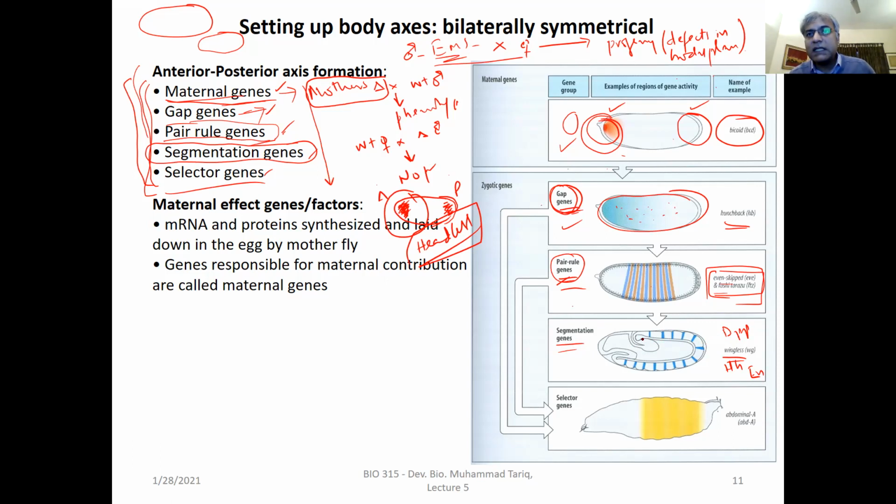And eventually we see selector genes activated, and these selector genes are like Hox genes, abdominal A, abdominal B, etc. Selector genes are basically master regulators which give specific identity. They are involved in specialization. Here cell fate determination has taken place, and these genes are eventually the last step in the specialization of different cell types.